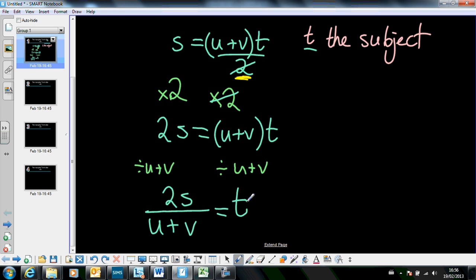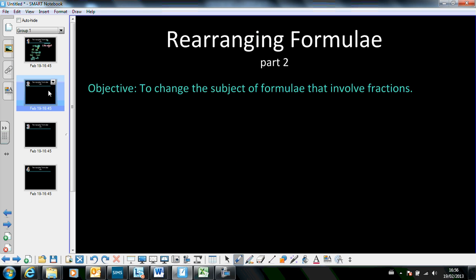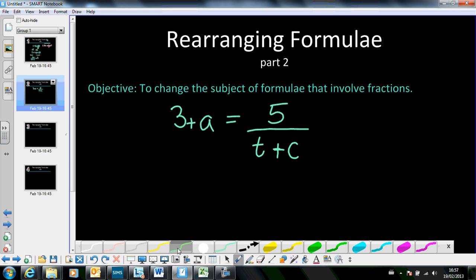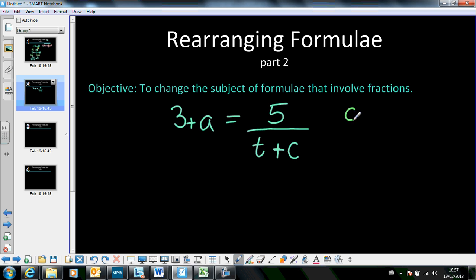I'm going to do one more. It's a little bit more complicated, but exactly the same principle. What if we had 3 plus A is equal to 5 over T plus C? What if we had that? And I want to change it so that, let's say C is the subject.